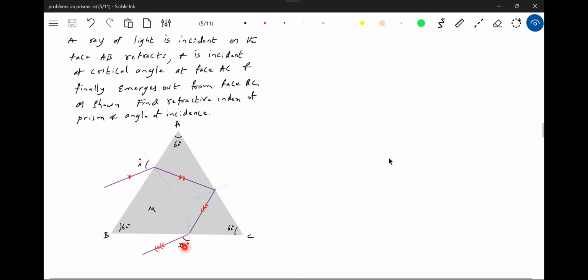This is an equilateral prism. He has given this angle. Now, the approach would be the same. Let this be R1, R2, R3. These are the angles. Now this R1 plus R2 should be equal to 60. Already we have worked this out.